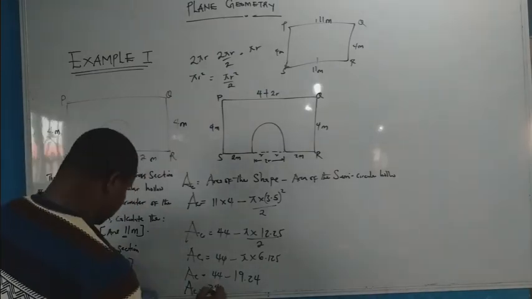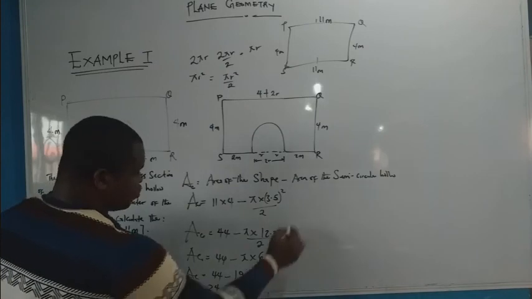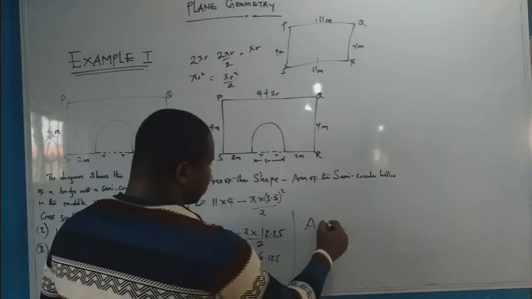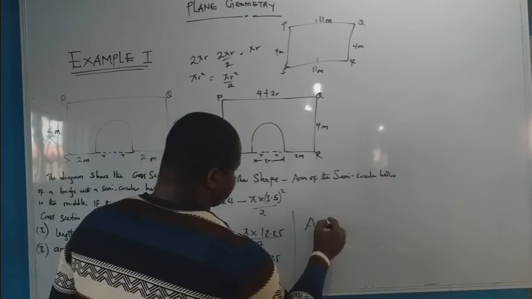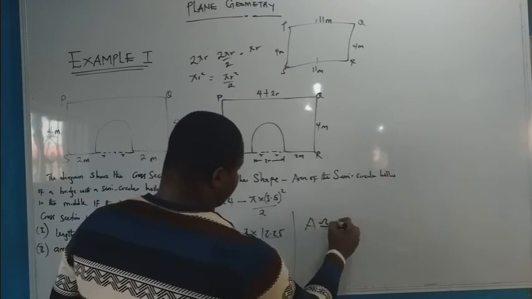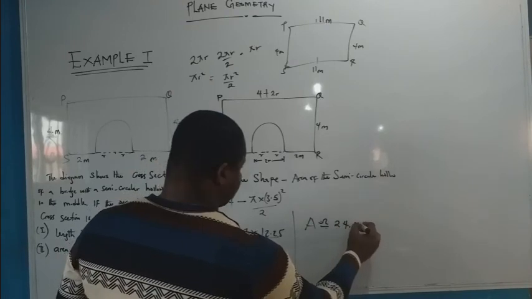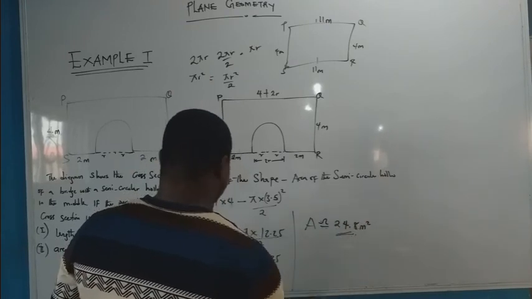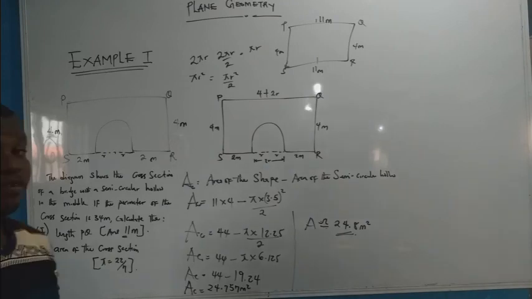So you're going to have 24.757 meter squared, which is approximately 24.8 meter squared. Exactly, that is the area of the cross section. Okay, so you can see they are very, very simple. Exactly. All right.